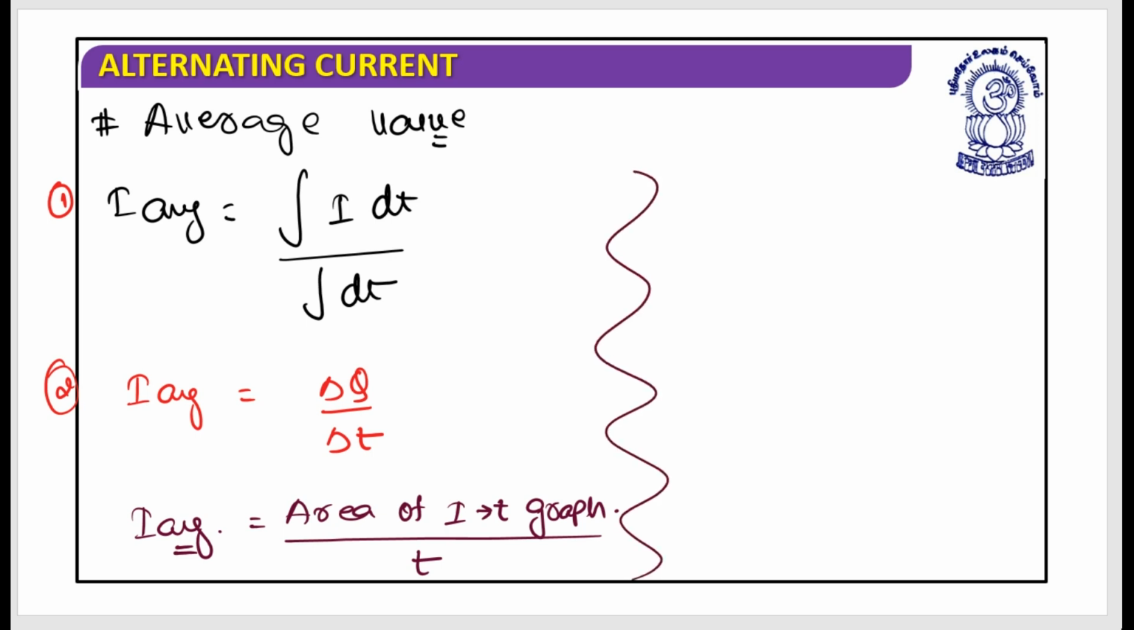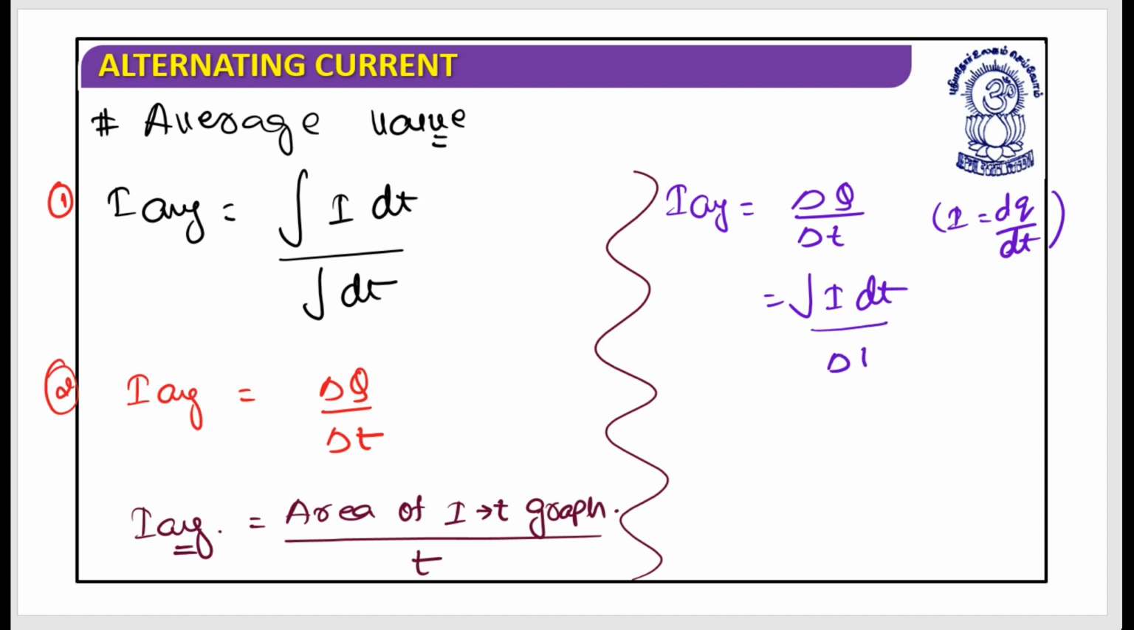One more option to find the delta q. Let's say this is I average, which is equal to delta q by delta t. This delta q could be represented by I dt. I hope you remember this: I is equal to dq by dt. We discussed all this when we were discussing the current electricity unit number 3. So delta q would be equal to the integration of I dt divided by delta t. So these are the different approaches to find the average value of current.